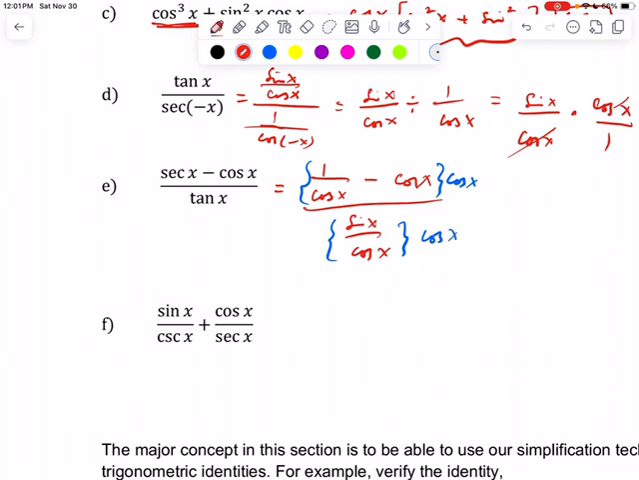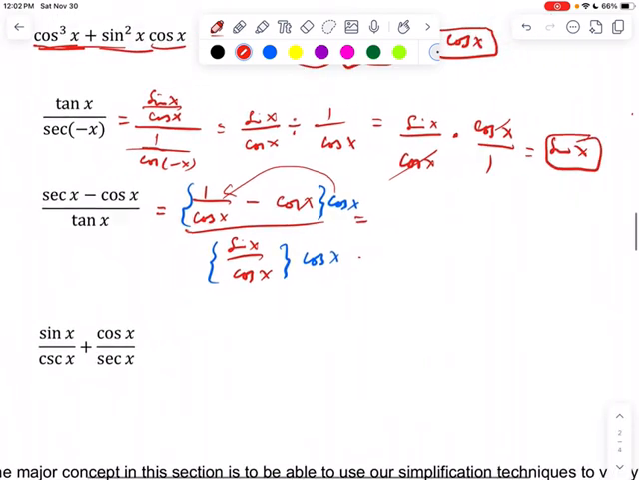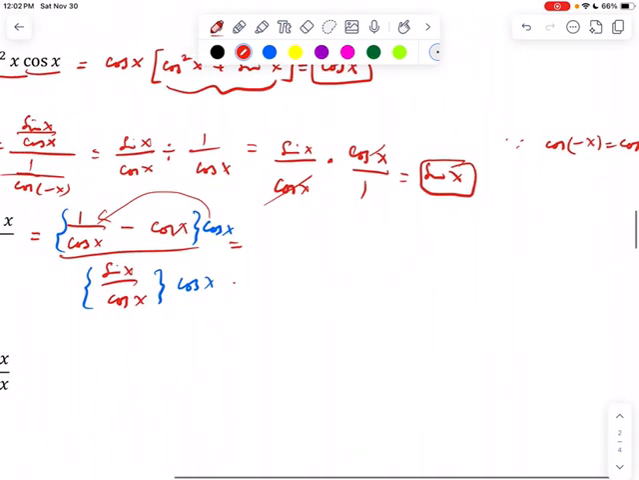So when I distribute the cosine here, I get 1. And when I distribute to the next, I get minus cosine square x. And at the bottom, I have sine x. Okay, so from here, what can we do?